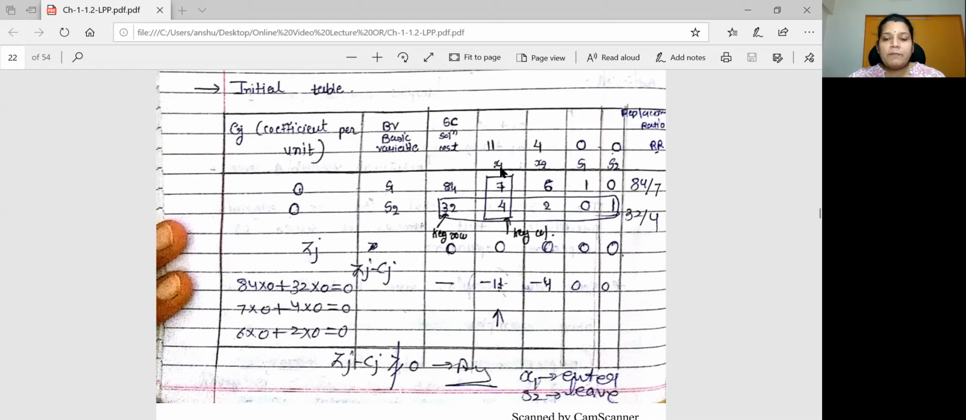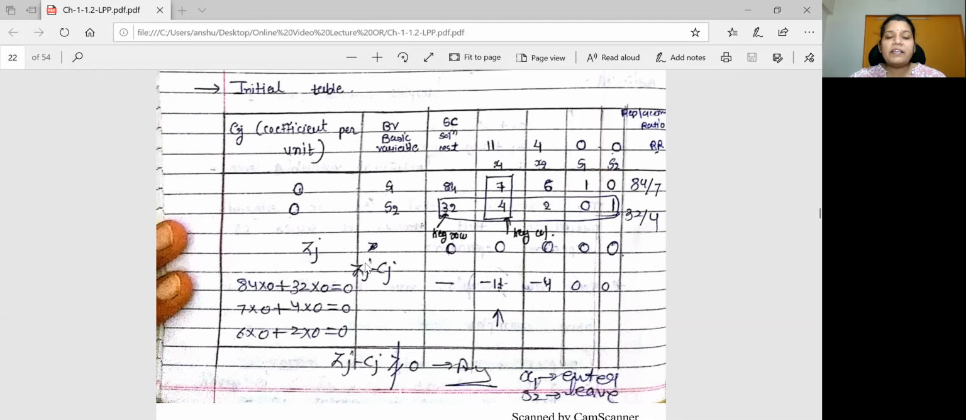Okay. Again, in our x1 column: 7 into 0 plus 4 into 0 is 0. Next, 6 into 0 plus 2 into 0 is 0, so we write 0. Again, 1 into 0 plus 0 into 0, then we get 0. 0 into 0 plus 1 into 0, then we get 0. So this is our zz term.